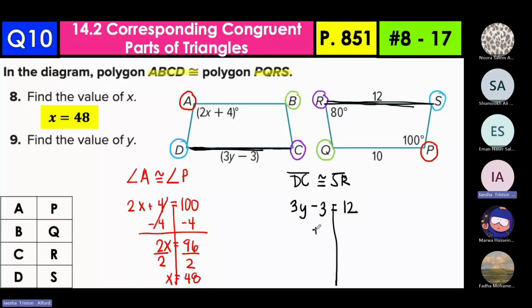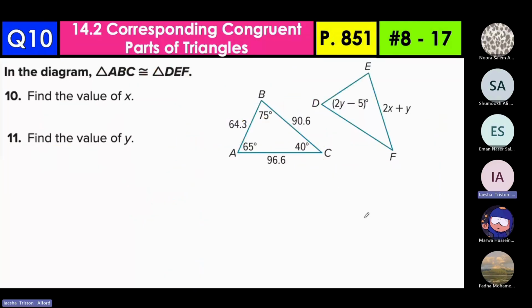Last, solve. Add 3 to both sides. 3y is equal to 15. Divide by 3, divide by 3. Y is equal to positive 5. Done. You're okay about that? Yes. All right. Here's another one.